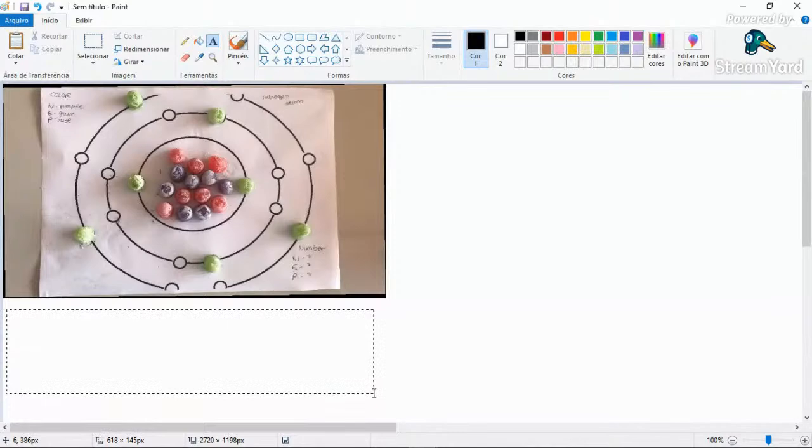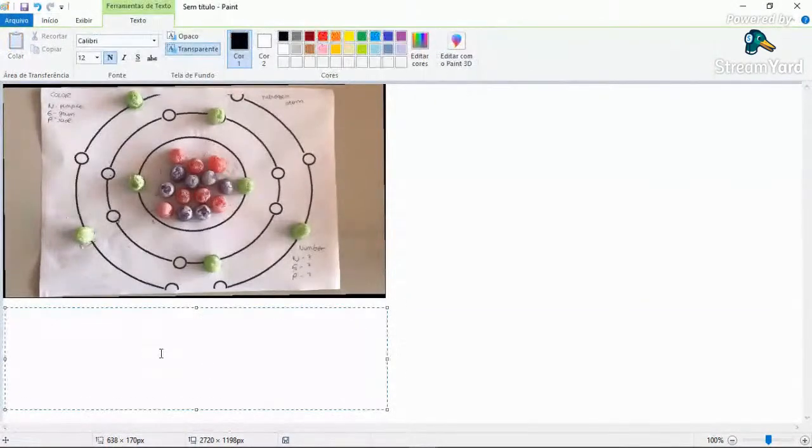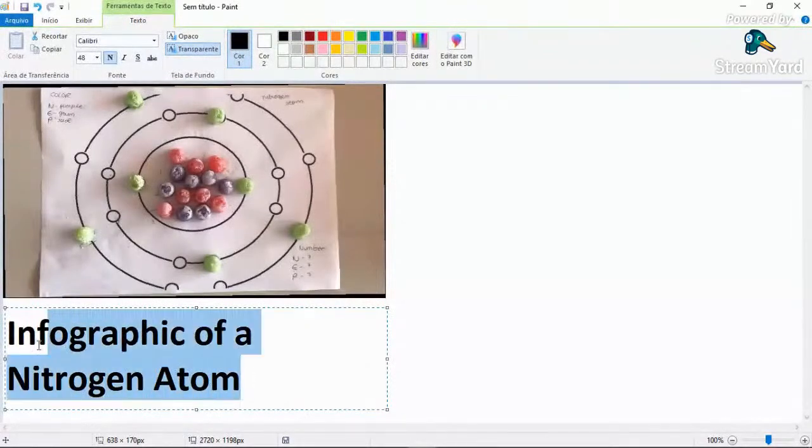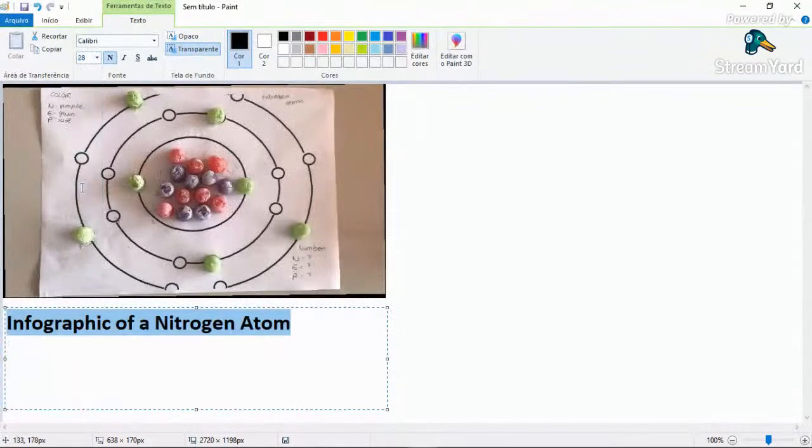Another thing that you're going to have to do is label your infographic, right? So I know what it is. That's a little small, right? You can't read it. So let's make it a little bit bigger. So how about 46? Is that a nice size? And I'm going to put infographic of a nitrogen atom. Uh-oh, it's still too big. So let me highlight it and make it a little bit smaller so it fits.